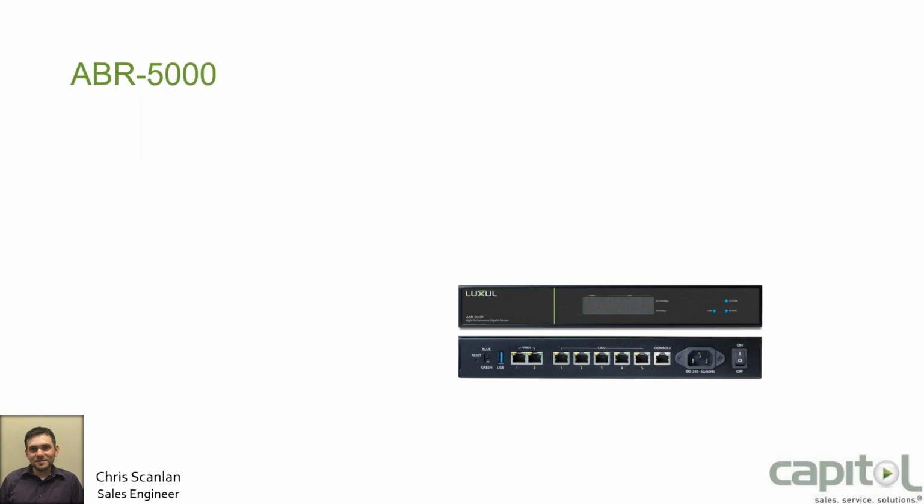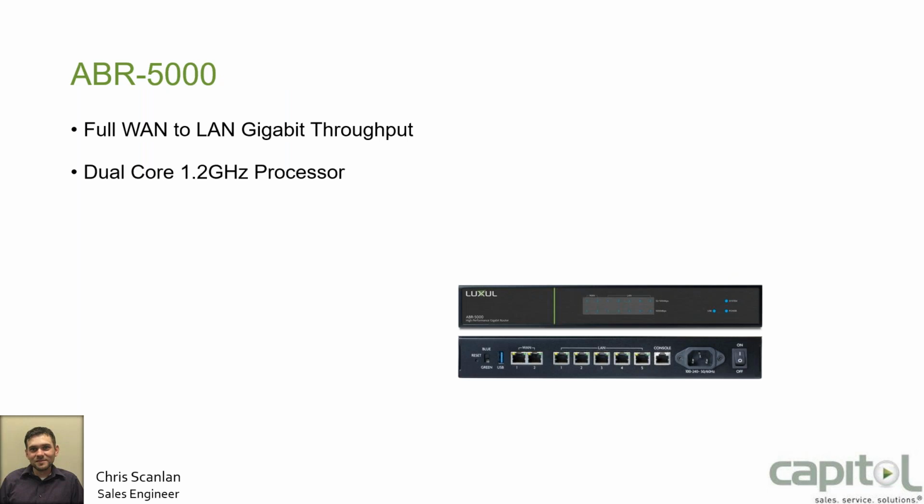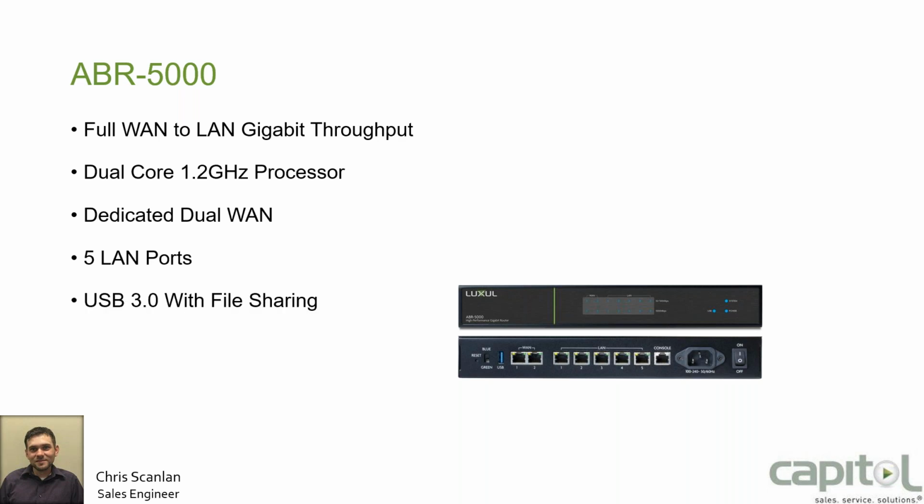They're also going to be releasing the AVR 5000 here soon, which is a full WAN-to-LAN gigabit throughput, which means you do have a full gigabit. It's not 500 to 600 megs, okay? It now has a 1.2 gigahertz processor, dual dedicated WAN ports. That's dual full WAN-to-LAN gigabit ports, okay? So you could have 2 gigs coming into this with load balancing. We also have 5 LAN ports, USB 3.0 sharing, a DLNA server, and a mid-Q2 release. It's going to be releasing here shortly. Okay, I know they're beta testing it now.